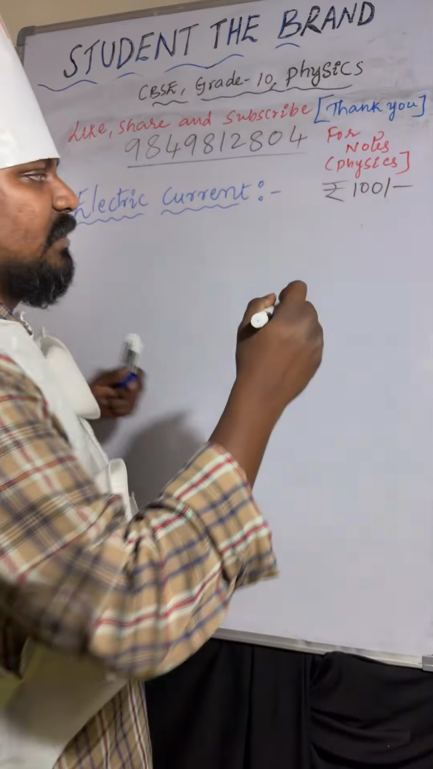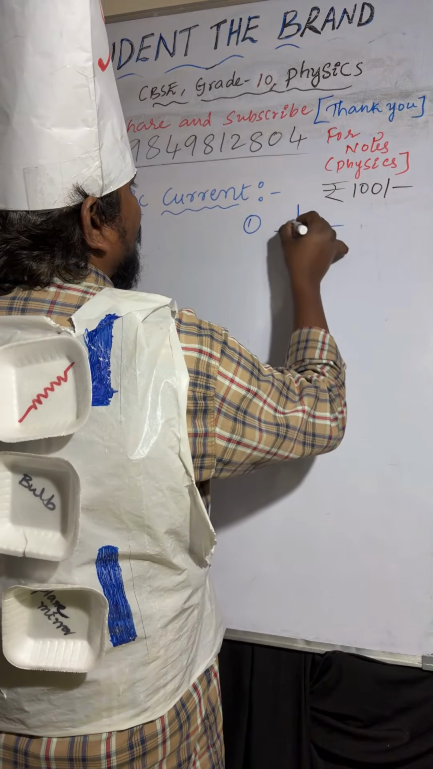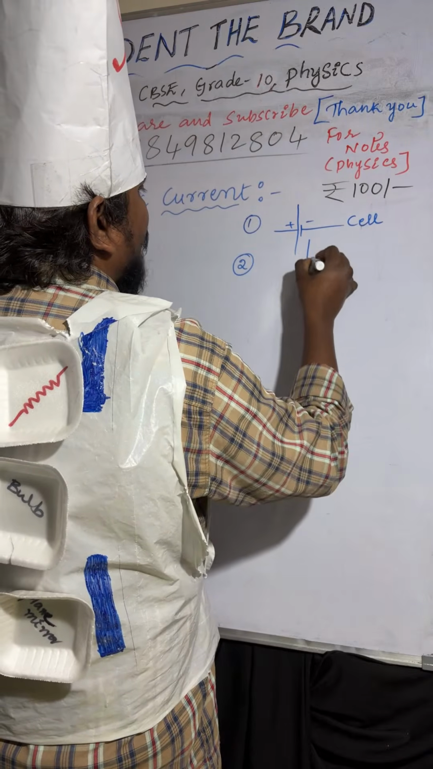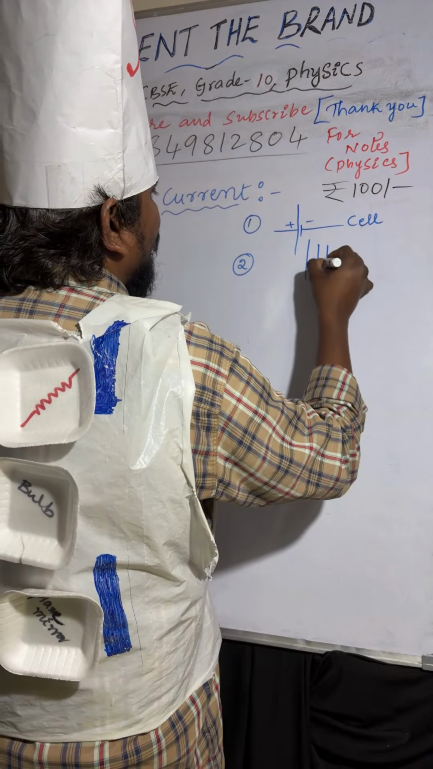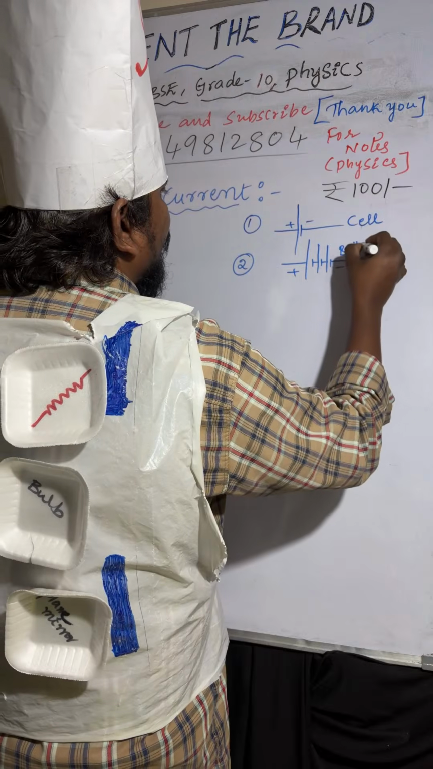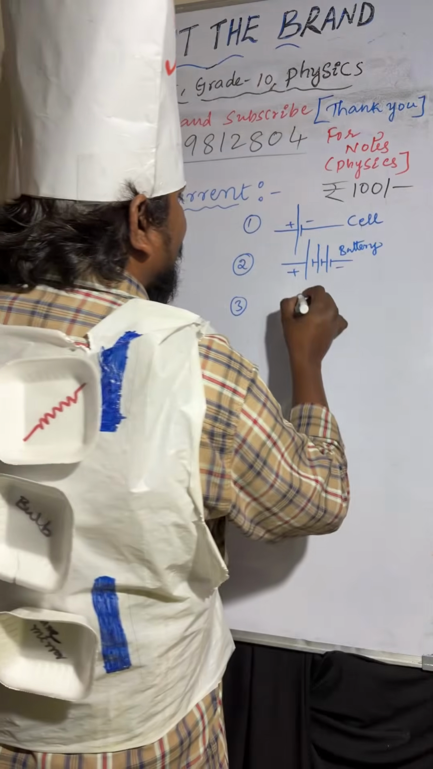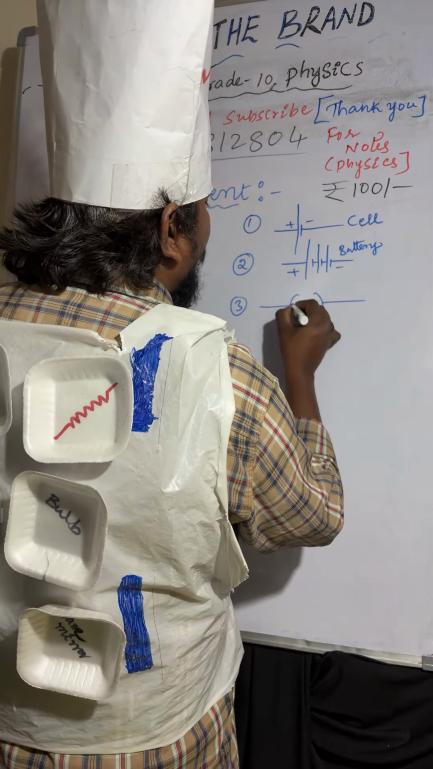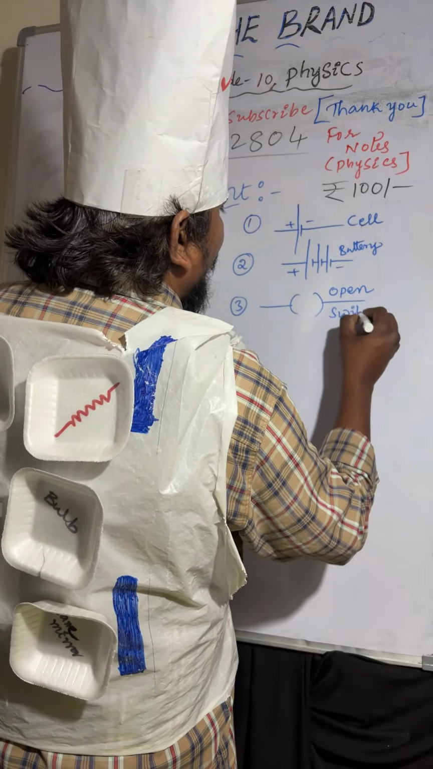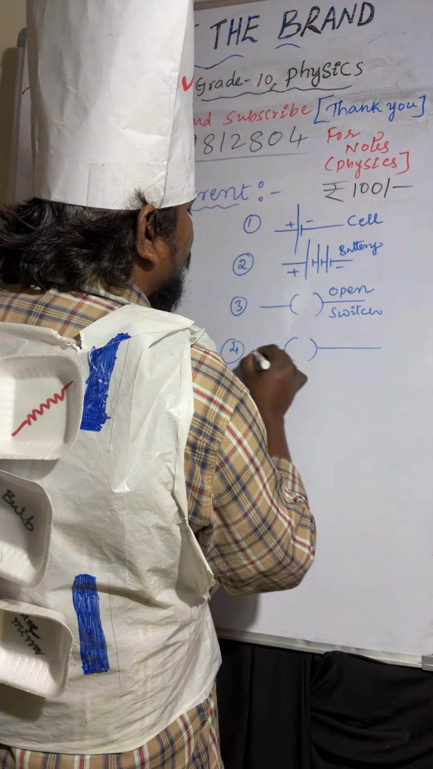So let's discuss. First one is cell. Positive terminal, negative terminal, then we can say cell. Second one is battery. This is a battery, positive terminal, negative terminal. And third one, switch. This is an open switch. And fourth one is closed switch. This is a closed switch.